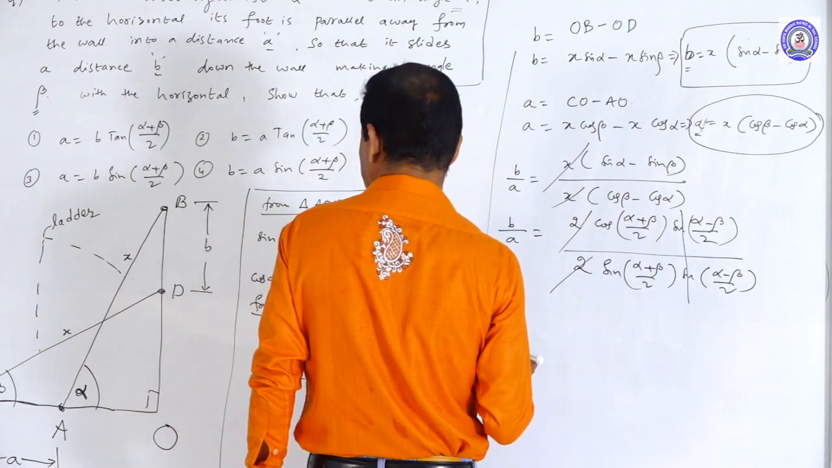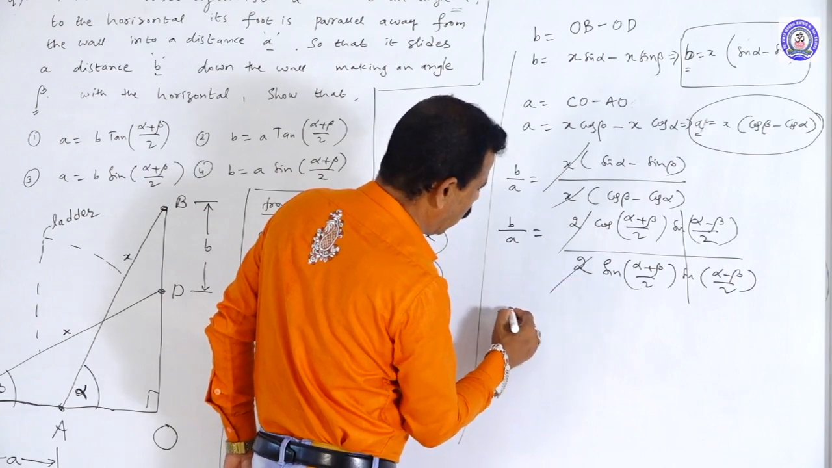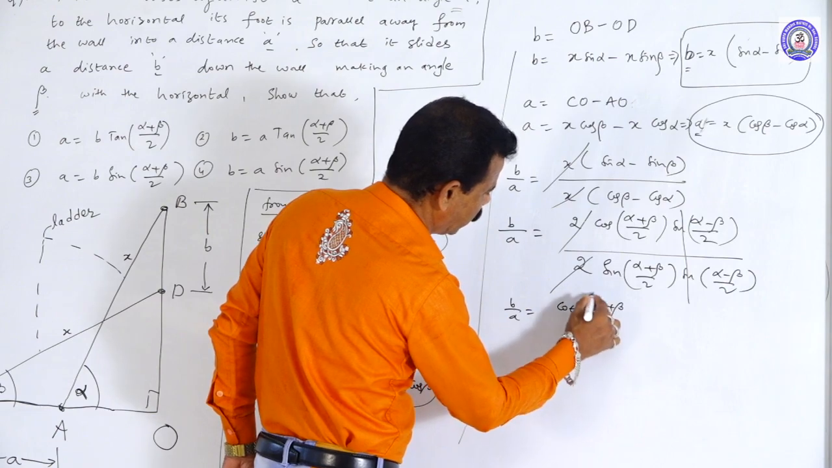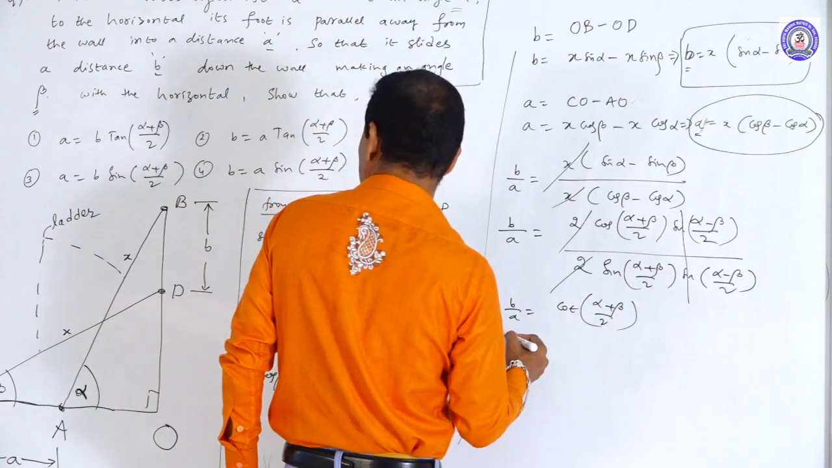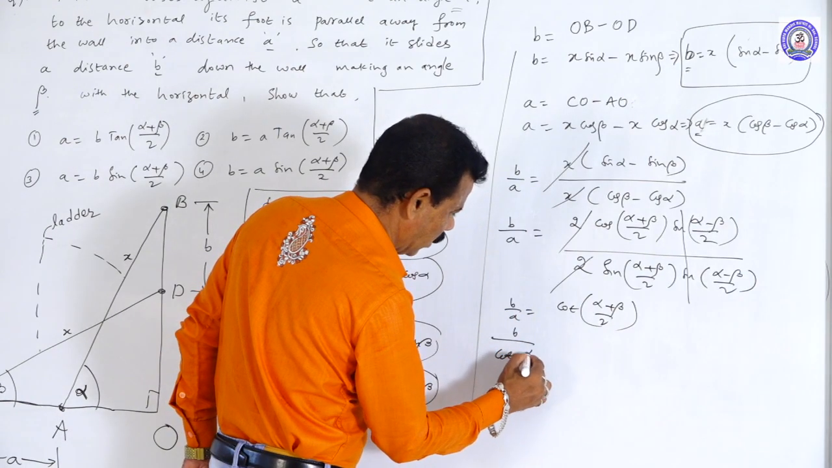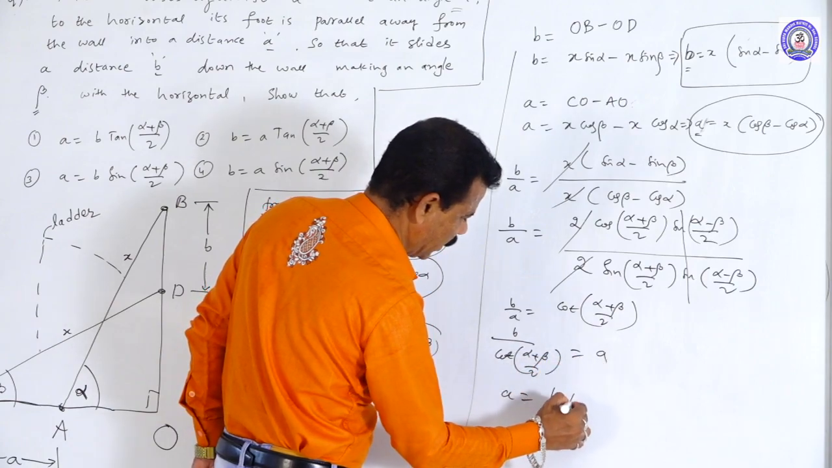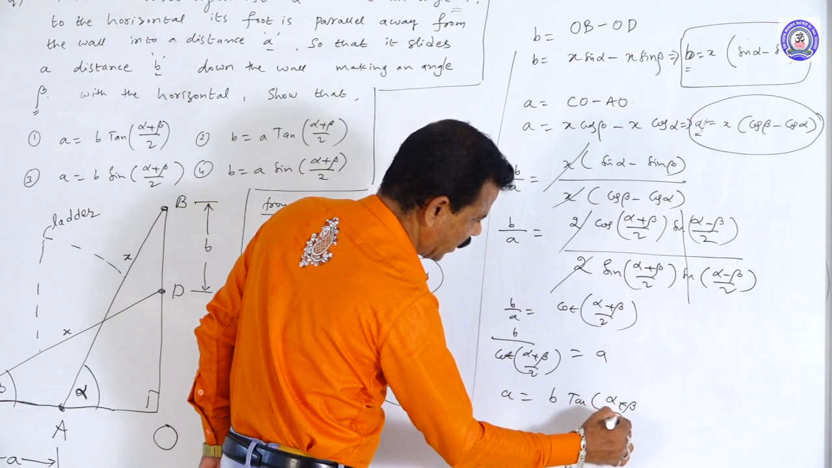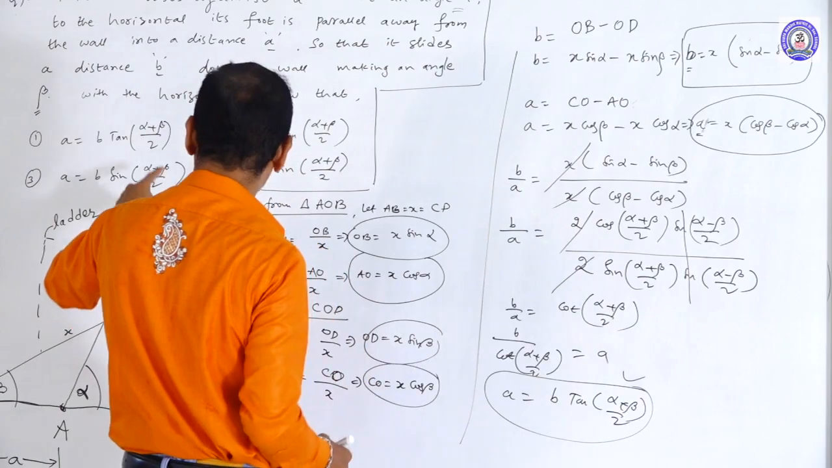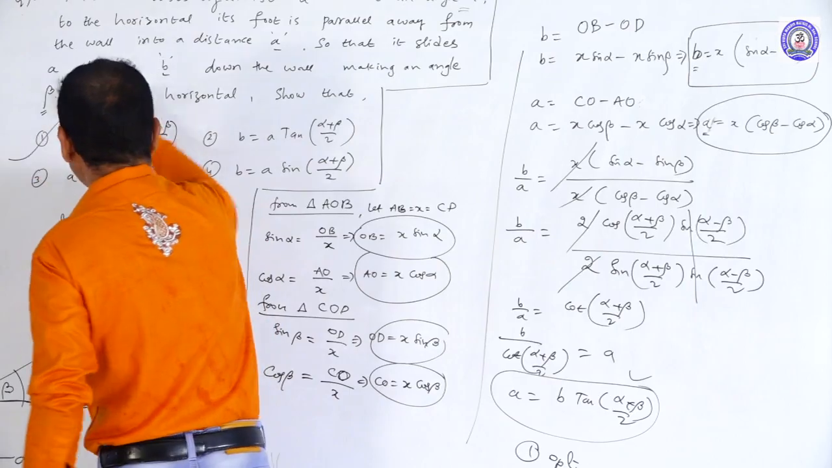So in terms of cos by sin, that is cot. B by A is equal to cot (alpha plus beta) by 2. So B by cot (alpha plus beta) by 2 is equal to A. Finally, A is equal to B tan (alpha plus beta) by 2. This is the relation between A and B. So according to this, the first one is the right option.